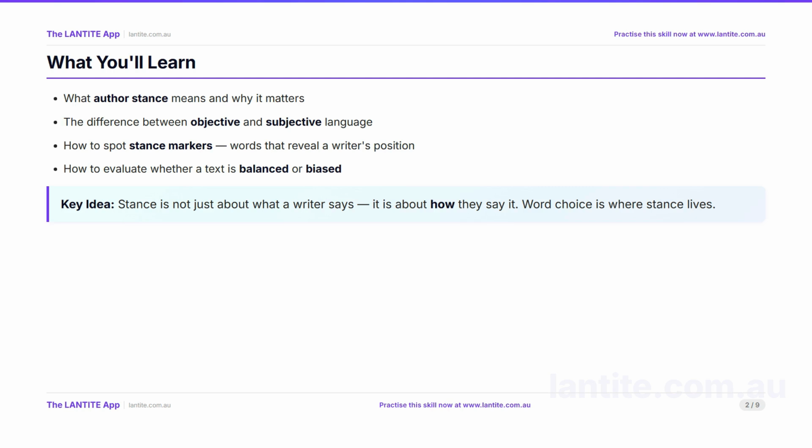The key idea to keep in mind throughout this lesson is that stance is not just about what a writer says. It is about how they say it. The word choices are where stance lives.